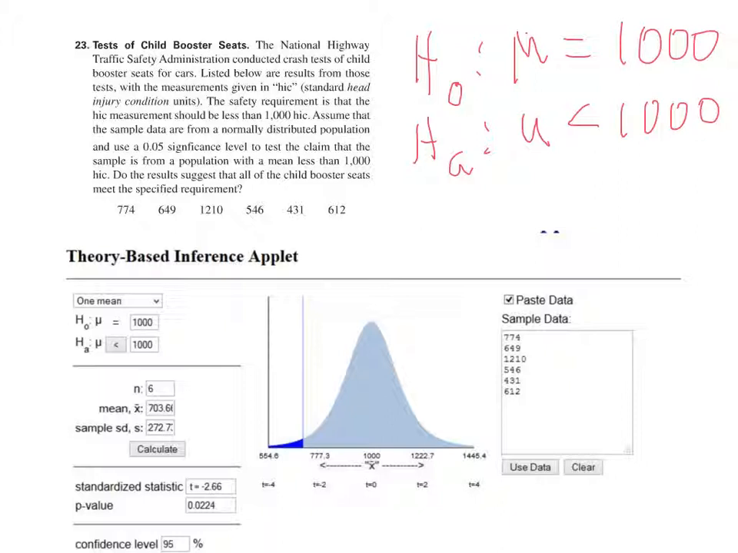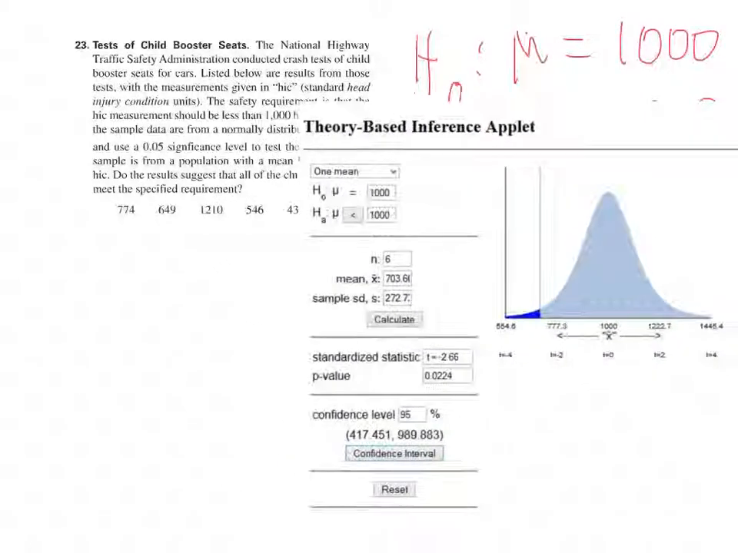Then I got to set up my test. Well, there's my H0. I had to select one mean, of course. It set up H0 and then said that it was less than 1,000 for HA. And then I let it calculate the t-score and the p-value.